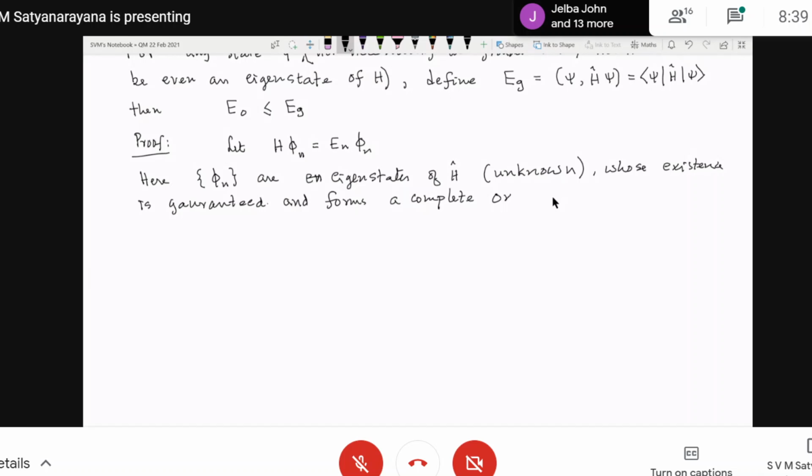Sir, here H in that phi n basis, that is the matrix element Emn. Why are you assuming it is diagonal? No, by definition, I started with this basis. This is an eigenbasis of the Hamiltonian. So yes, H is diagonal in this basis. Oh, okay, sir. I have chosen the basis as the eigenbasis of H. Okay, thank you, sir.